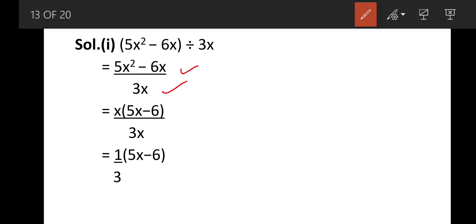As I told you, you are supposed to factorize the expressions. So 5x square minus 6x. I cannot take anything common out of 5 and 6, but x can be taken out common. So x raised to the power 1 is written outside. What will be left inside the bracket? 5x minus 6 divided by 3x. This x will get cancelled out. So your answer will be 5x minus 6 over 3. Simple as this.